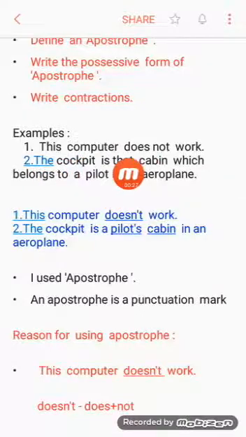Now take a look at these two examples here. First example is: this computer doesn't work, and the second one is: the cockpit is that cabin which belongs to a pilot in an aeroplane. Now students, there is another way of writing these sentences. I can write these sentences in some other way also, like I have written them below. See here how I have written them.